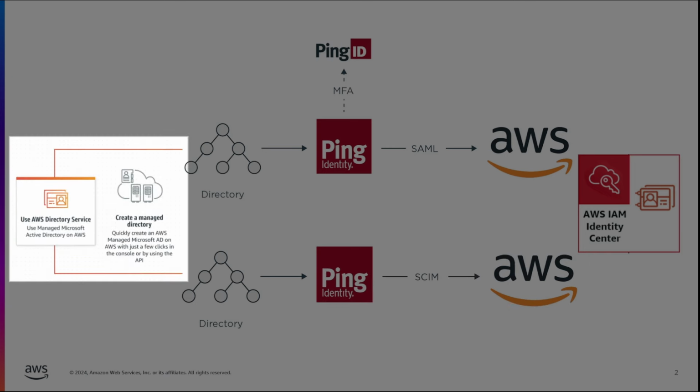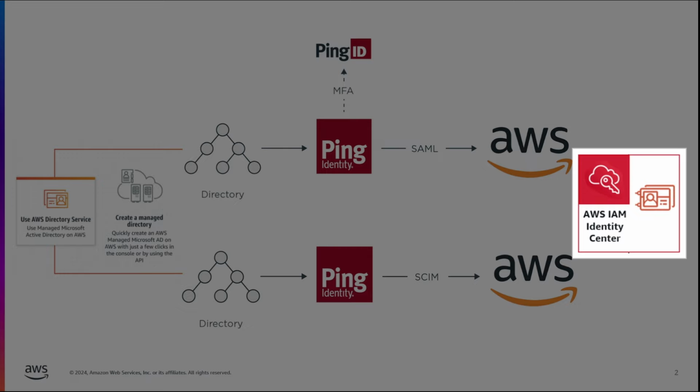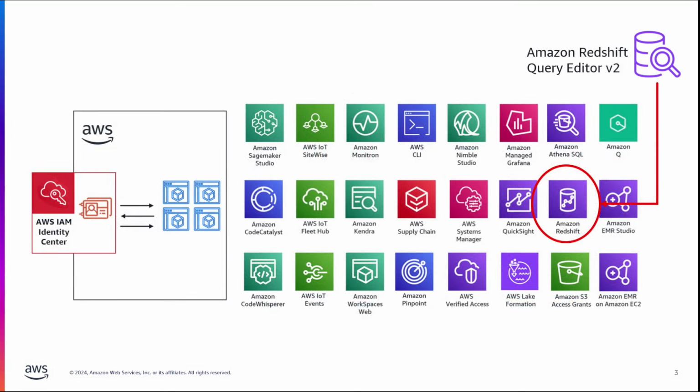PingFederate also requires a data store to manage your users and groups. Please note that for outbound provisioning, you must use an LDAP-based data source in PingFederate. Cloud data sources like PingOne would not support outbound provisioning. When the users and groups are propagated to IAM Identity Center using SCIM, you can create a Redshift application and have your users connect to Amazon Redshift from Query Editor v2 client.